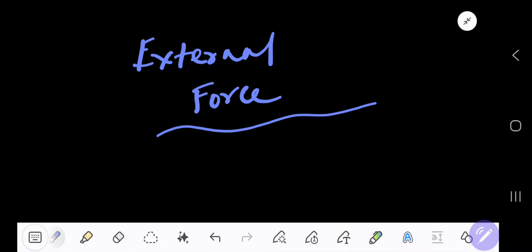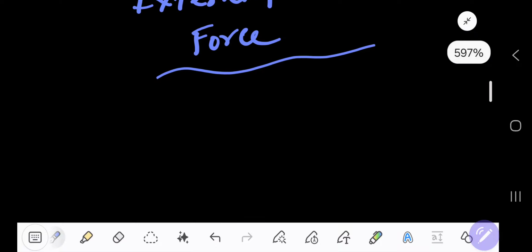So I'm going to repeat the law again. If a body is in a state of rest, it will remain in the state of rest, and if it is in the state of motion, it will remain in the state of motion in the same direction with the same speed unless an external force is acted upon it. And that's our first law, the law of inertia.